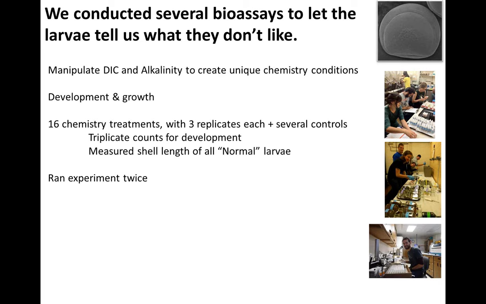And so we're looking at how many larvae develop normal to 48 hours and how big the normal larvae are. In the experiments we ran, we had 16 chemistry treatments with 3 replicates each and several different controls. And then for each replicate, we had triplicate counts for development, to just look at counting errors, and then we measured shell length of all the normal larvae. So we didn't measure any larvae that were deemed abnormal. And then we ran this experiment twice, on 2 separate groups of oyster larvae. And again, these are only acute effects, so these experiments are only running for 48 hours, just in that first stage, and so we're not getting to the point where they're actually feeding yet.